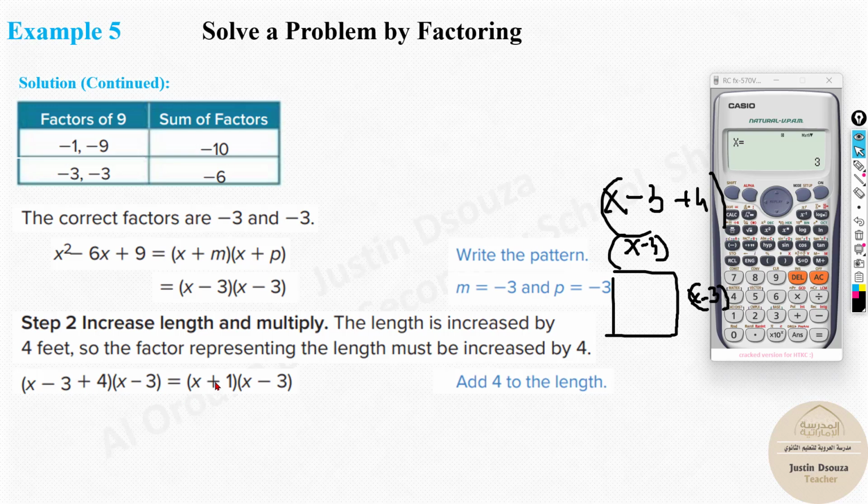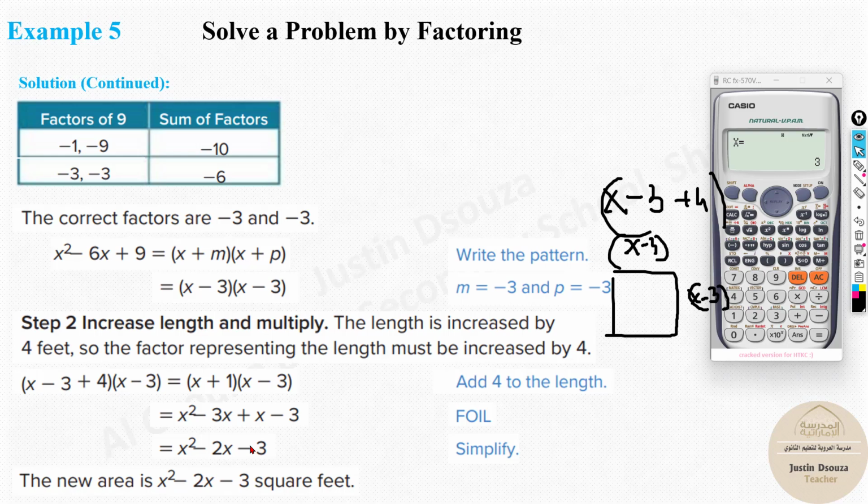So what is the answer? X plus 1. Minus 3 plus 4 is plus 1. X plus 1, x minus 3. Now you can multiply these inside, which we have done in multiplication of polynomials. It will become x squared, minus 3x, plus 1x or x, and minus 3. And then minus 3x and plus x is minus 2x. And this is the answer. This is the new area for the rectangular flag. So this is the answer.